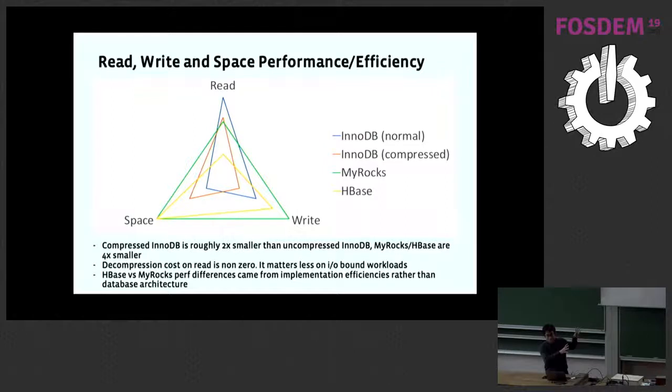These are very rough metrics about the read, space and write trade-offs. InnoDB has a compressed and a compact format. Normally the uncompressed InnoDB is best on read performance. The compressed InnoDB is slower on reads, but the space is significantly smaller compared to compact InnoDB. MyRocks is even smaller, about four times smaller compared to compact InnoDB, or two times smaller compared to compressed InnoDB. The write efficiency is also better, but read performance is slightly worse compared to InnoDB. HBase's implementation is a bit inefficient, so its space was smaller, close to MyRocks, but its read and write performance is worse than MyRocks.